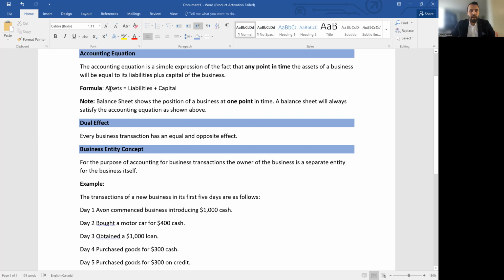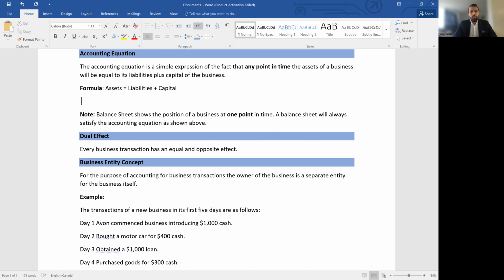The formula I mentioned here is assets is equal to liabilities plus capital. If this formula does not balance after every transaction, it means we are doing something wrong. It means our balance sheet is not equal. So it should be equal. We can also write this formula in another way: assets minus liabilities is equal to capital or equity. So this is another way.